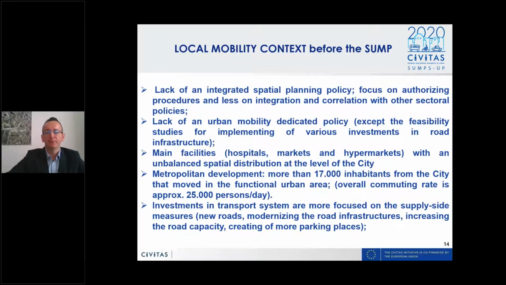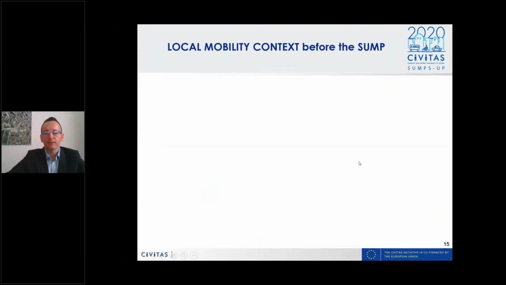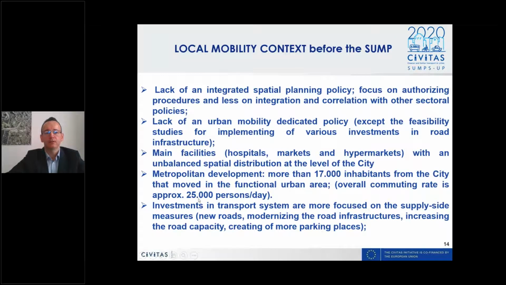The main facilities, hospitals, markets, hypermarkets, were distributed from a spatial point of view at the level of the city. In terms of metropolitan development, more than 70,000 inhabitants from the city moved into the functional urban area. Therefore, with the other surrounding areas, there is a commuting rate of approximately 25,000 persons per day, out of which only 8,000 persons travel by public transport.